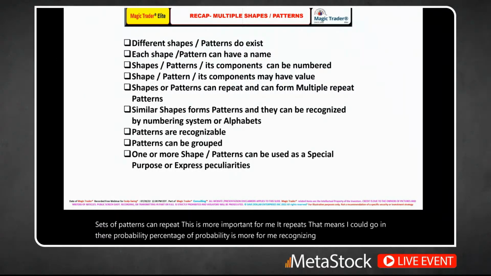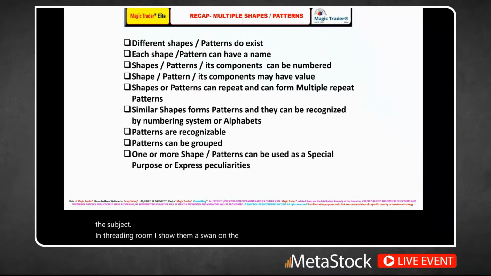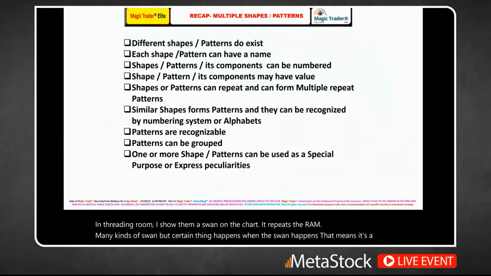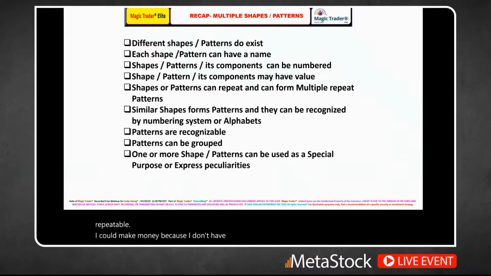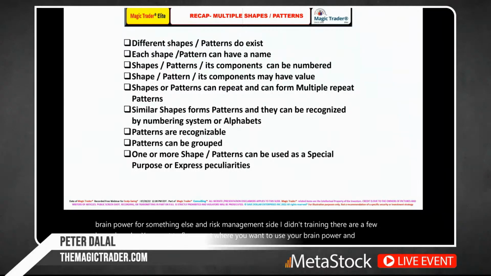Recognizing those patterns, they can form multiple repeat patterns. So if it happened today, it is going to happen more times. In the trading room, I show them a swan on the chart. It repeats. There are many kinds of swan, but a certain thing happens when the swan happens. That means it's repeatable. I could make money because I don't have to use too much of my brain, right? So I could use that brain power for something else on the risk management side. In trading, there are only a few hours in a day. You want to figure out where you want to use your brain power and how effective it is to produce results.